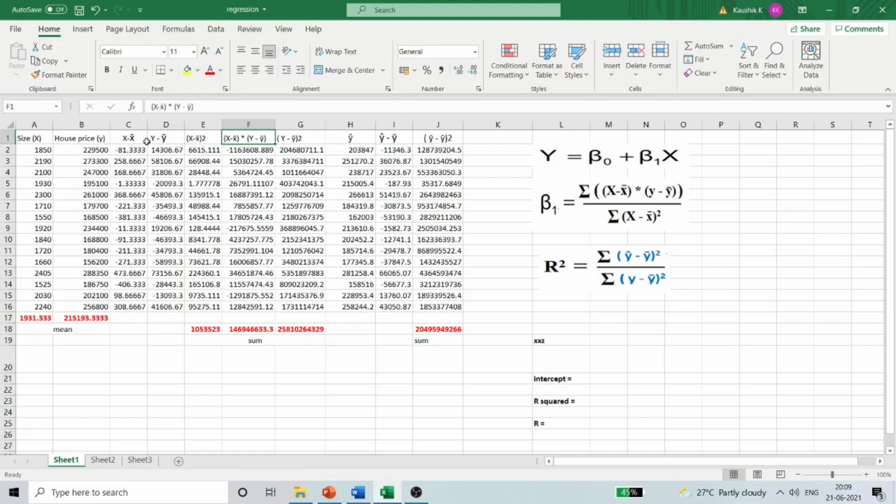I have to multiply these two terms, these two values. So this is what I get. And then again I have to find the summation. So this is the summation value. As you can see here, it is the sum of the range from F2 to F16. This is what I get, and this is enough for us to calculate beta 1.